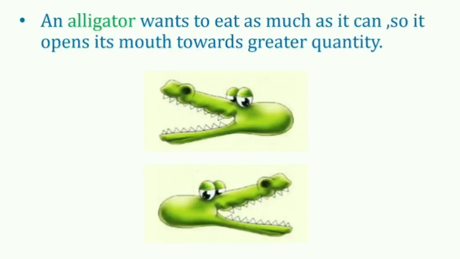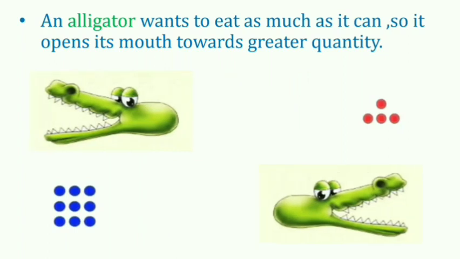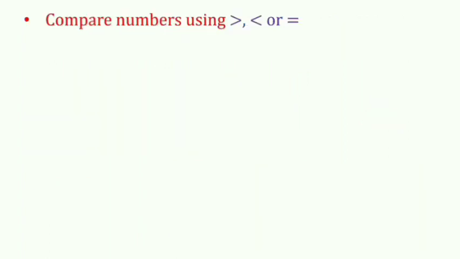Do you remember these alligators? Yes. An alligator wants to eat as much as it can. So it opens its mouth towards the greater quantity. So children, let's see what signs or symbols we are going to use to show greater or smaller numbers.